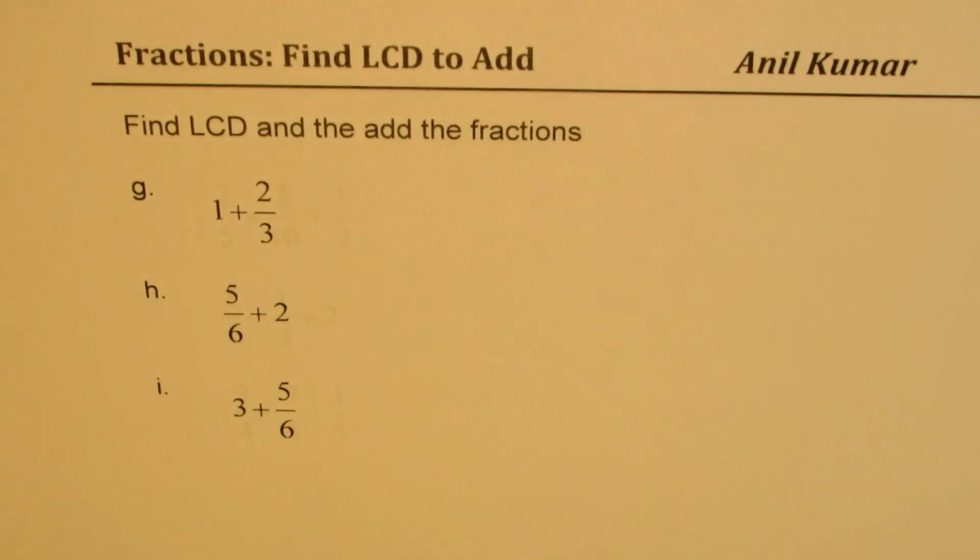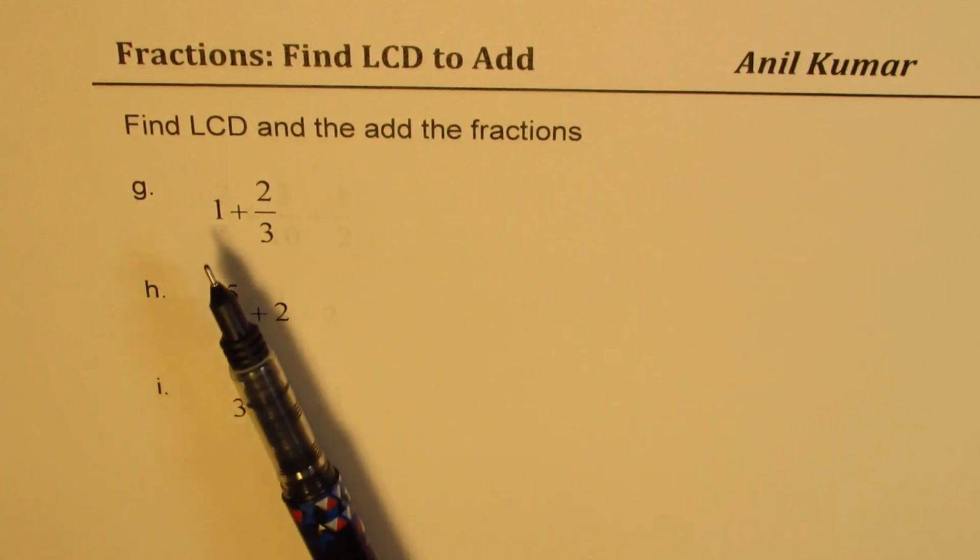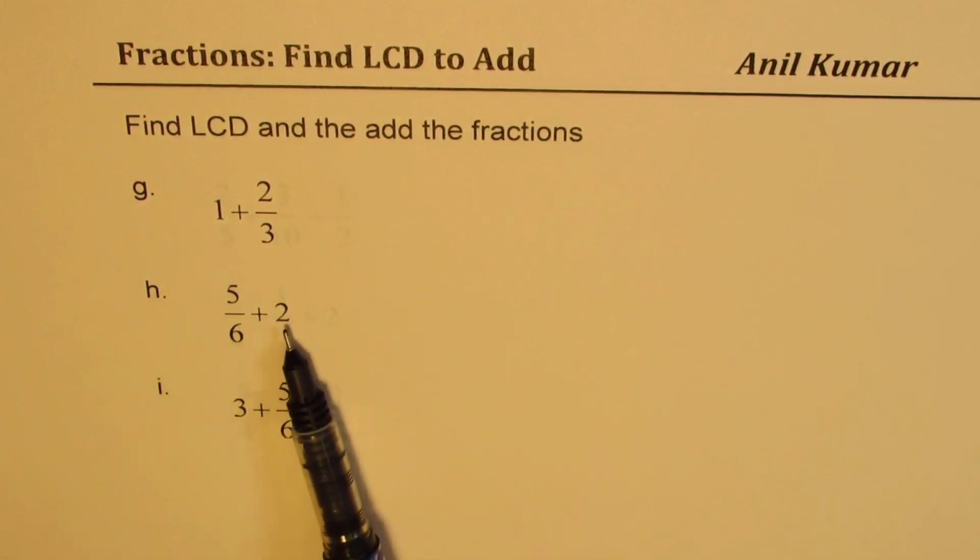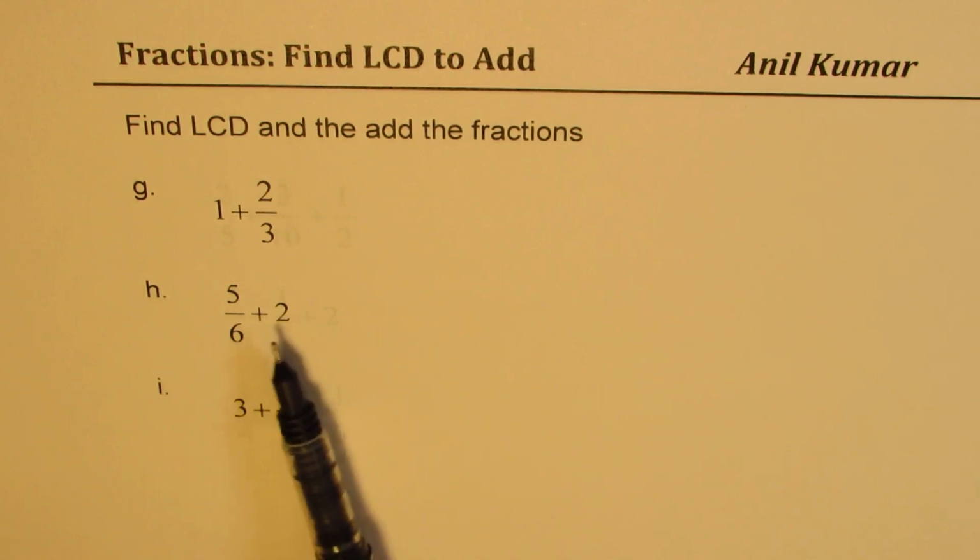And then we have some more. 1 plus 2 over 3. 5 over 6 plus 2. 3 plus 5 over 6. Now in this particular case, we are adding a whole number. So I'll show you 2 different techniques of adding them.